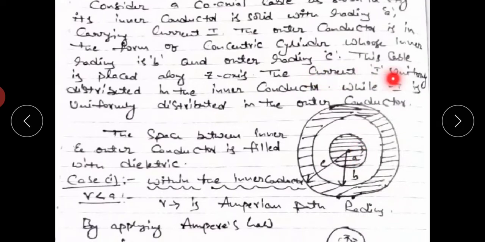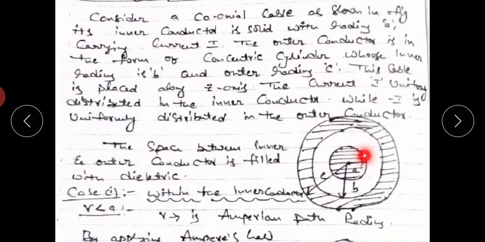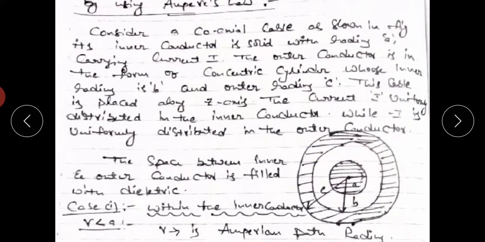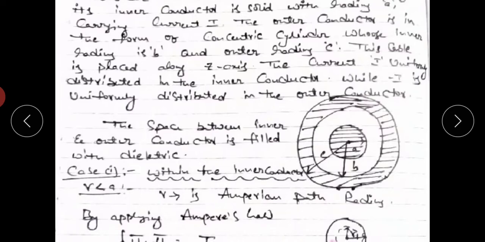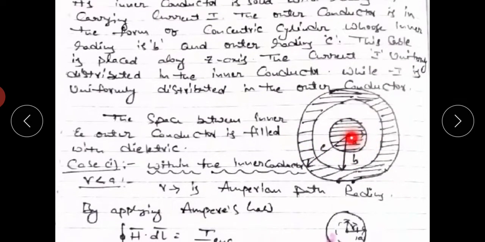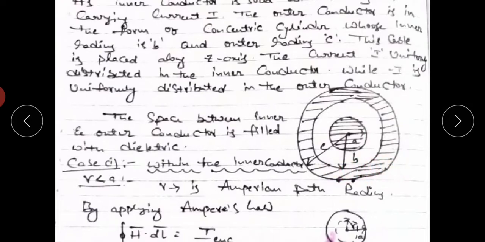Assume this cable lies along the z axis. The current I is uniformly distributed in the inner conductor. Inner conductor current equals I and outer conductor current equals minus I. The coaxial cable has two conductors, inner and outer. Inner conductor radius is a meters, outer conductor inner surface radius is b meters, and outer surface radius is c meters.